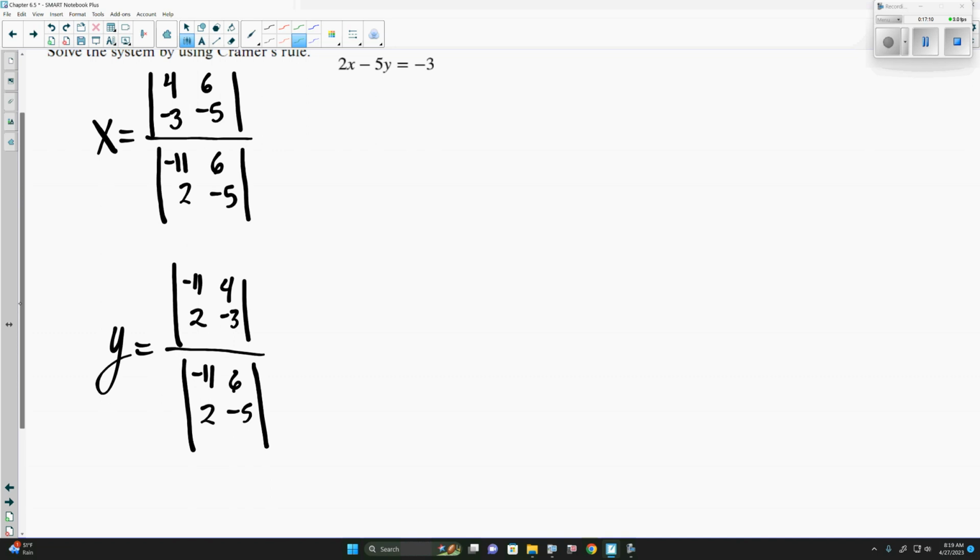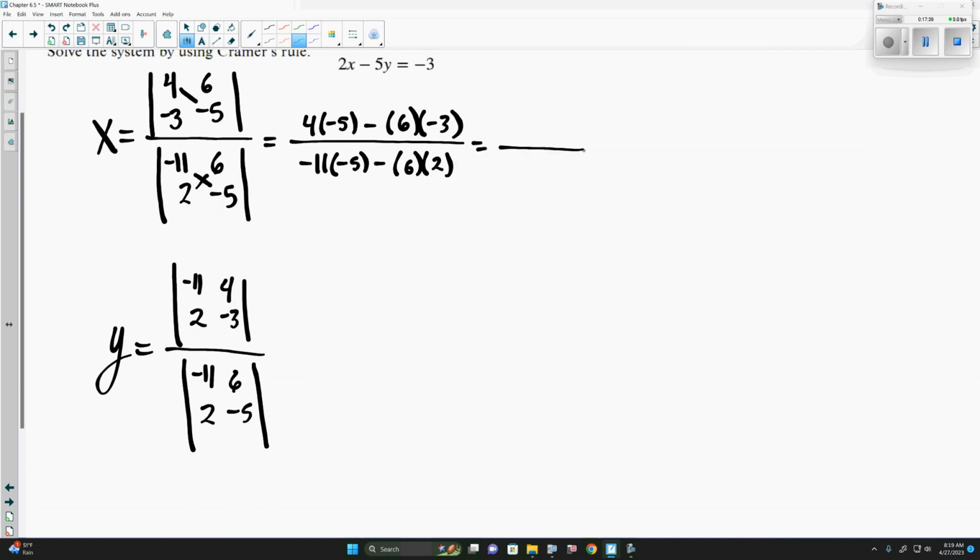Now, finding the determinants is what we need to do next, and then simplifying. So the numerator will have 4 times negative 5 minus 6 times negative 3. For the denominator, it will be negative 11 times negative 5 minus, going the other way, 6 times 2. Now at this point, we could plug this entire thing into the calculator. We could just plug the numerator and denominator in. I'm going to just go on and work it out by hand.